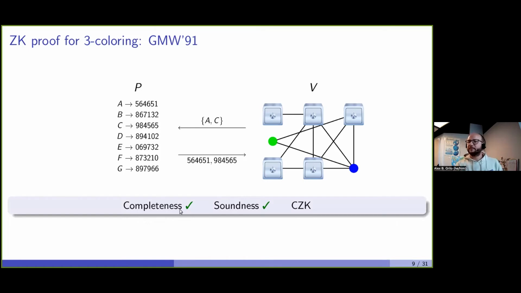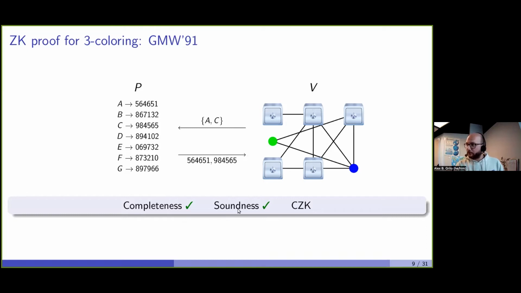This protocol is complete, meaning that if the graph is 3 colorable, there is a strategy of the prover that makes the verifier always accept, because with the honest strategy the prover always gives a proper 3 coloring. So every time that the verifier opens one edge, the verifier will see two different colors.